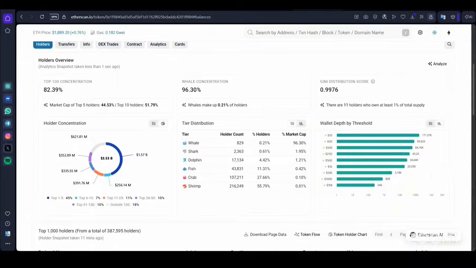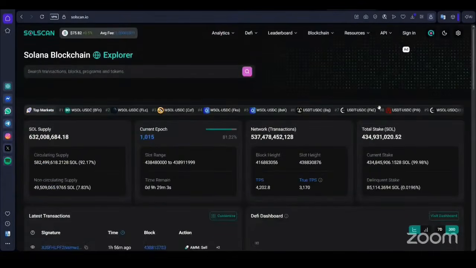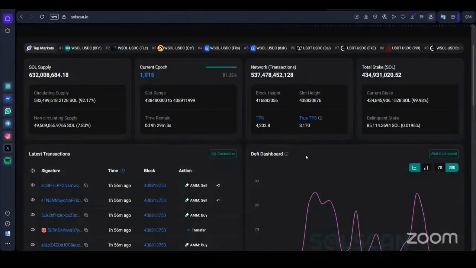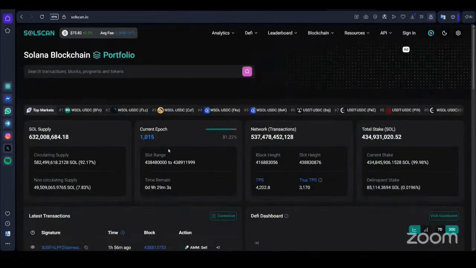Now let's move on to Solana Scan. Here too, we can see some general information about the Solana network, specifically what the current circulating supply is. I also happen to have a wallet connected here, which allows us to view our own personal holdings and interact directly with the blockchain. We'll break everything down by analyzing it.